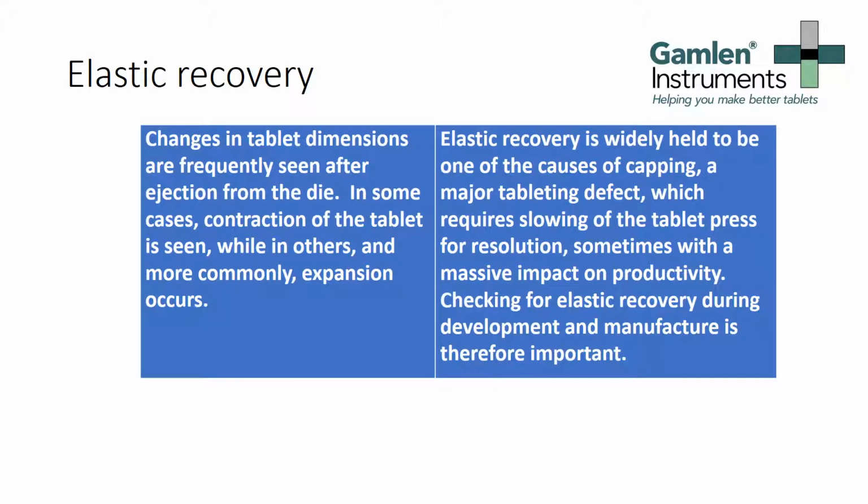Changes in tablet dimensions are frequently seen after ejection of the tablet from the die. In some cases, contraction of the tablet is seen, while in others, and much more commonly, expansion occurs. Elastic recovery is widely held to be one of the causes of capping, a major tableting defect which requires slowing of the tablet press for resolution, sometimes with massive impact on productivity. Checking for elastic recovery during development and manufacture is therefore important.